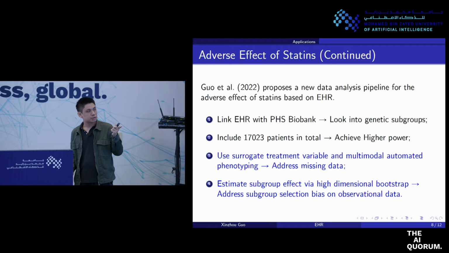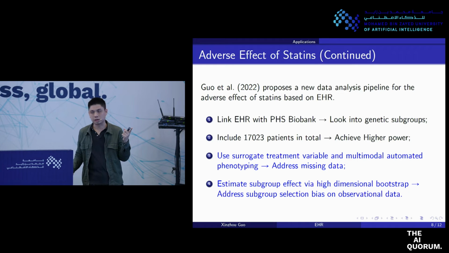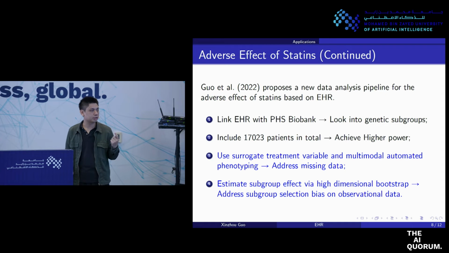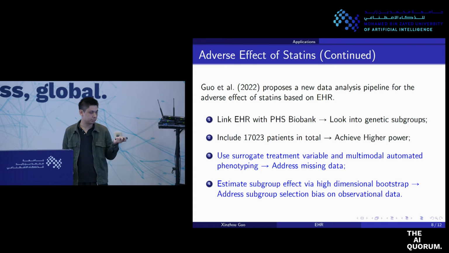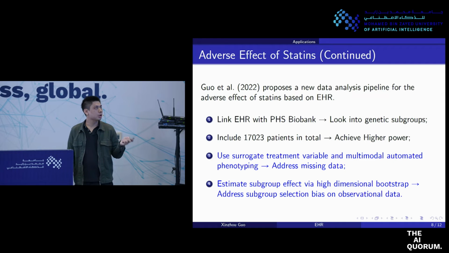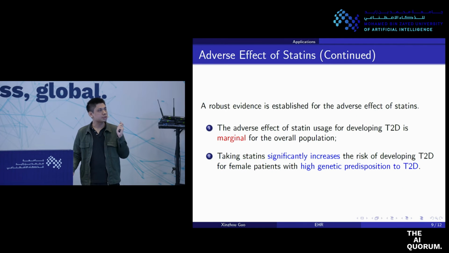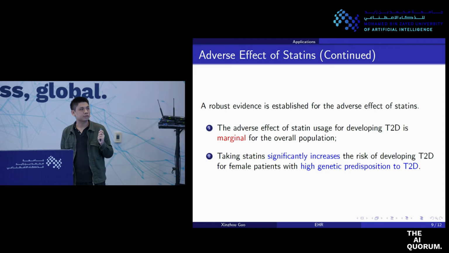The first one is about the missing data. In this EHR data, it not only misses some baseline covariates. Even the treatment variables have some missing data, and the phenotyping, the outcome, also has some missing data. So we need to use a surrogate treatment variable and multi-modal automated phenotyping to address this missing data problem. And in the end, this is observational data, and the classical subgroup selection bias problem we also need to address in this high-dimensional observational data. So we developed a high-dimensional bootstrap calibration method to address all these problems. With that, we can have more robust evidence about the adverse effect of statins.